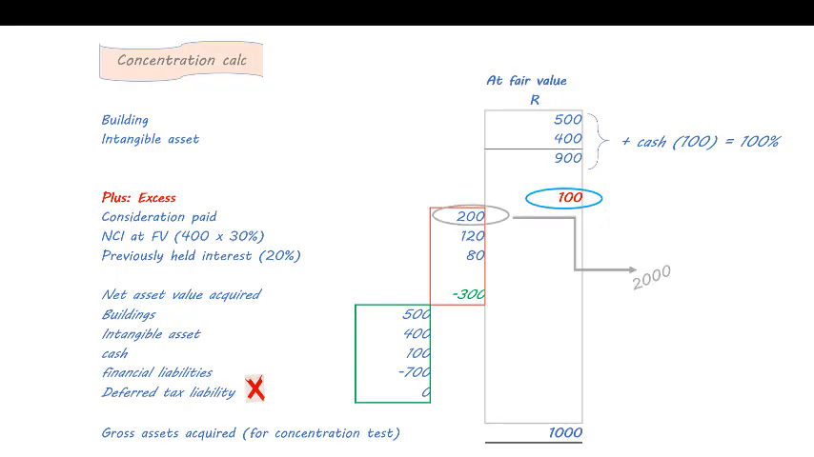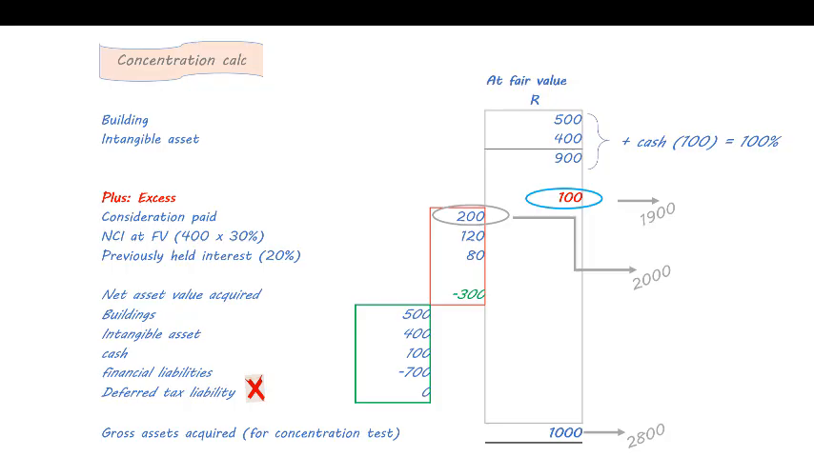Now let's change the consideration paid and see the difference in conclusion. The consideration paid now is, let's say, 2,000 Rand. All other information stays the same. Is the concentration test met? After updating the relevant totals, you can see that the excess amount is much larger, which indicates that more value is placed on the process in place.